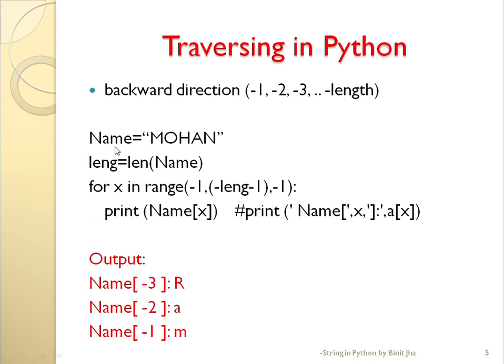Here the variable name has been taken. It contains the value Mohan, but here the output Ram is being displayed. So we can make some changes in the variable. Instead of Mohan as a value, we could have put Ram.